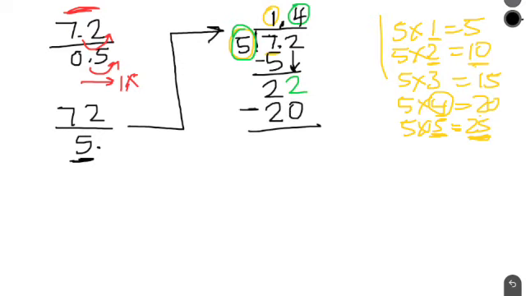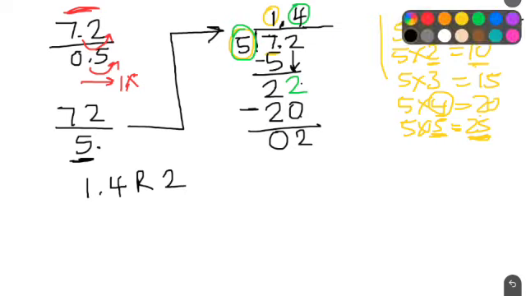Put a subtraction sign. 22 minus 20, or 2 minus 0 is 2. 2 minus 2 is 0. Okay? So if we want to continue solving the problem, we can. If we want to stop here, we can say that the answer is 1.4 remainder 2. Why don't we go on and see what happens as we continue to solve the problem?